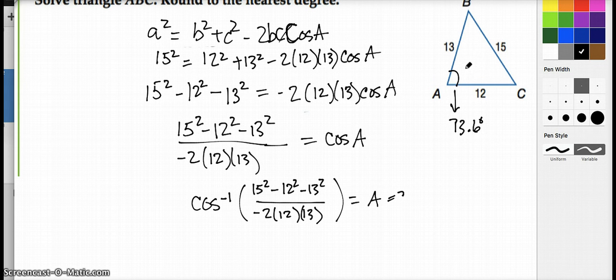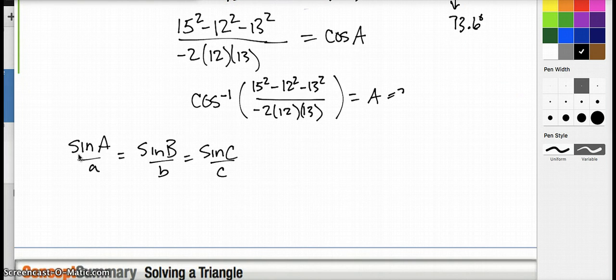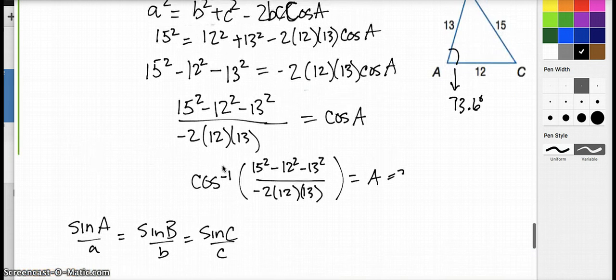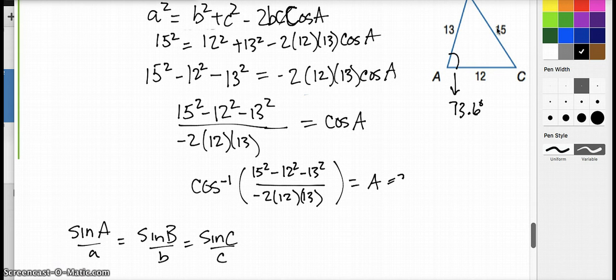But you know what I'm feeling good about? I'm feeling good because I don't have to do this thing again. I could use law of sines. Remember law of sines from back in the day? Remember, guys? Sine of A over a is equal to sine of B over b is equal to sine of C over c. We now have the power to do that because we've got an angle and a side pair. So I can rock this. Sine of 73.6, all of that over 15 is equal to, now I can find any angle I want. Let's find angle B: sine of B over 12.